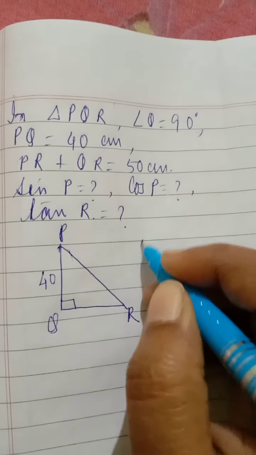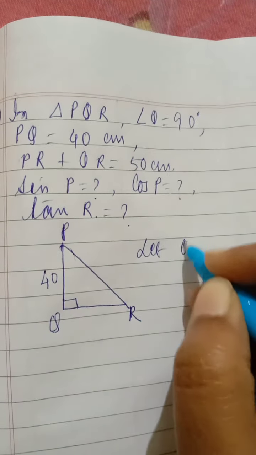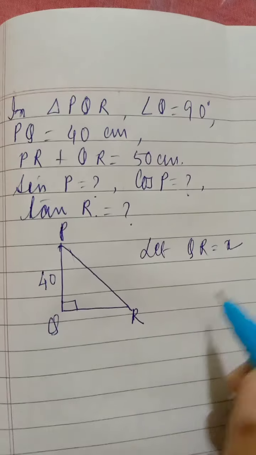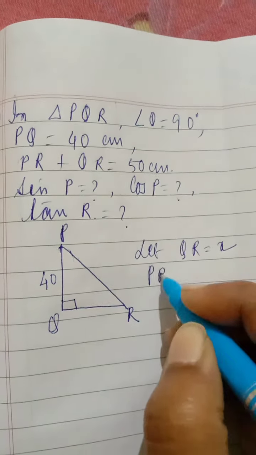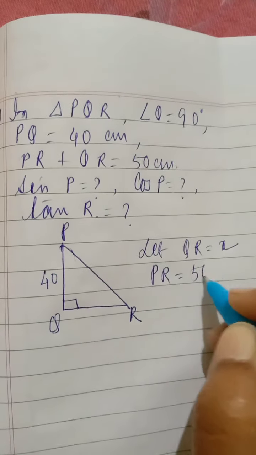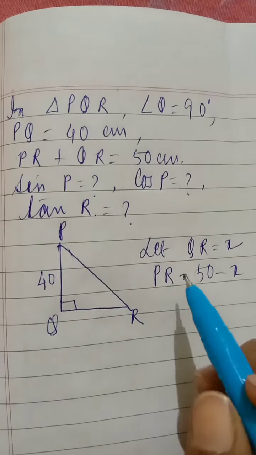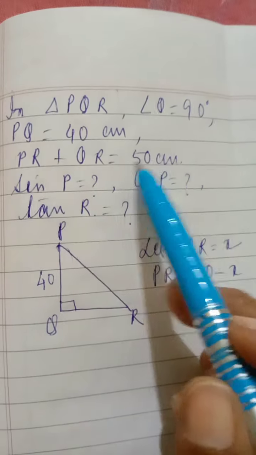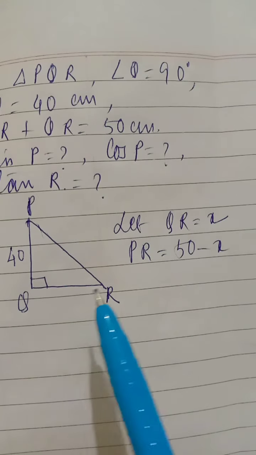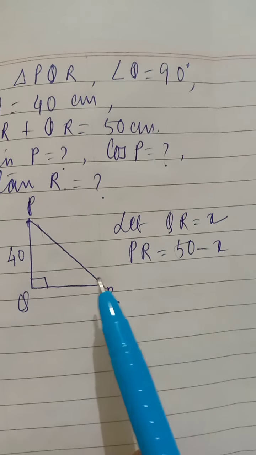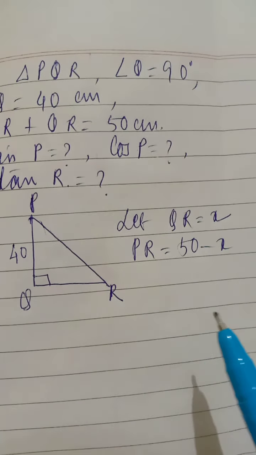So let QR be equal to x. So PR will be 50 minus x. Why? Because the sum of PR plus QR is 50 centimeters here. So if one of the sides is x, the other side will definitely be 50 minus x.